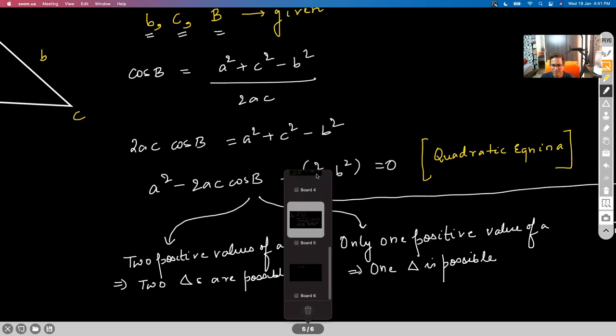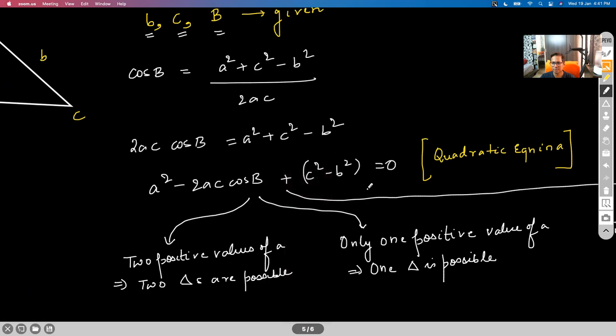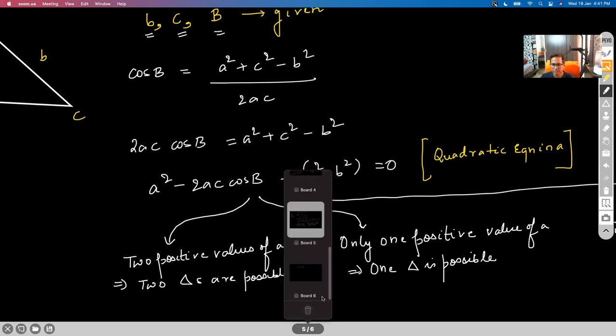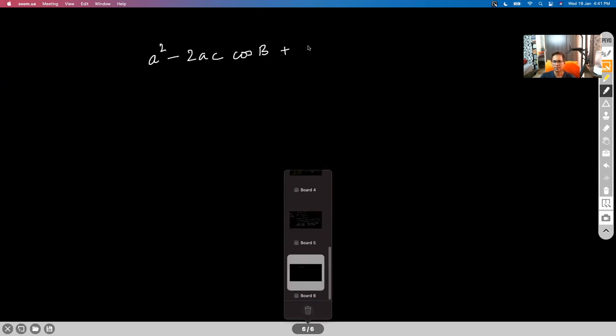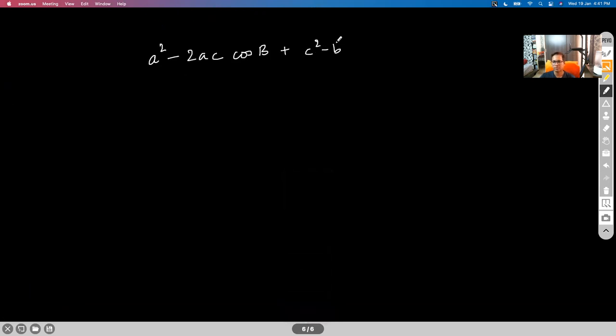So you have c square plus c square minus b square. So all of you, please pay attention. Now, if I talk about the discriminant of this quadratic equation, let's talk about the entire value of A. Okay, let's not only talk about discriminant, let's talk about the entire value of A itself.